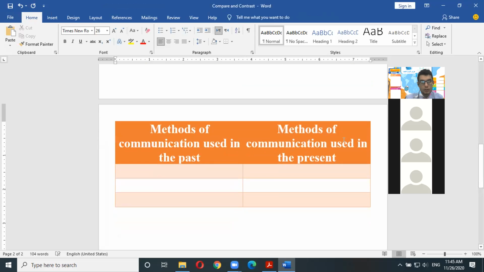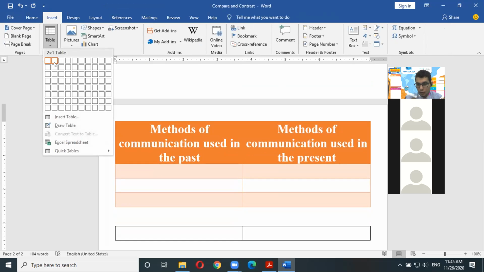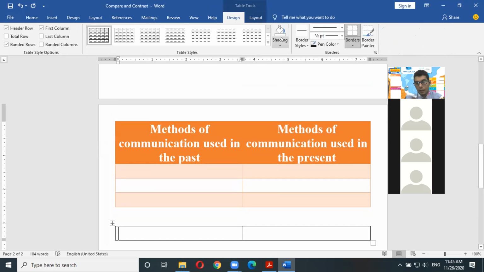What bar? Insert, table, choose 2, and then select here. Go down, down, down. You will find lots of them. Omar Sukkar, please do as I say. Kindly do as I say. Do it now, please.